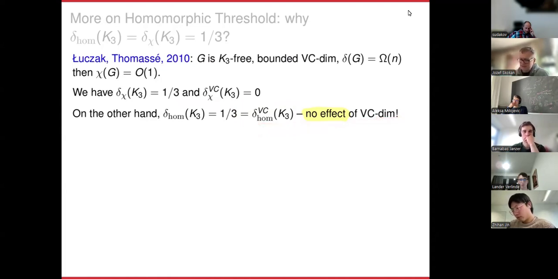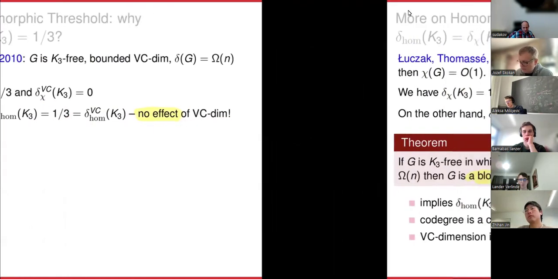And the reason is that the extremal graph showing that the homomorphic threshold for K3 is equal to 1/3 has bounded VC dimension. Okay, so no change here. Okay, so what is it then?